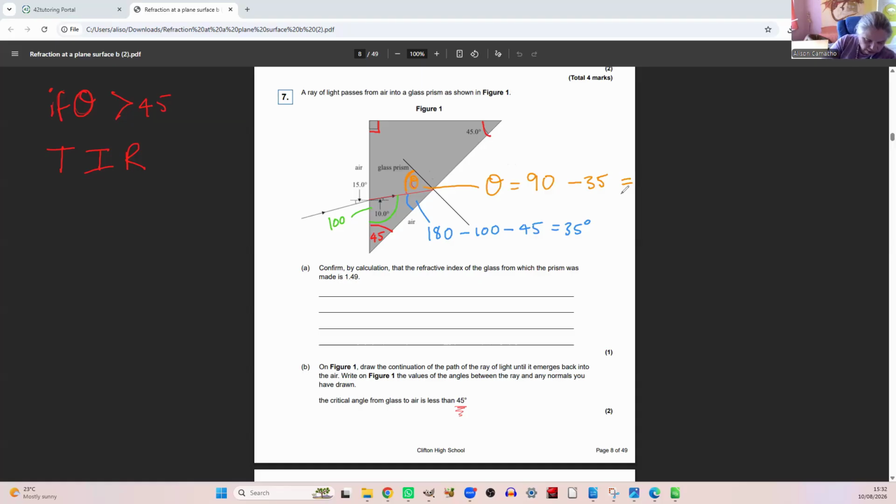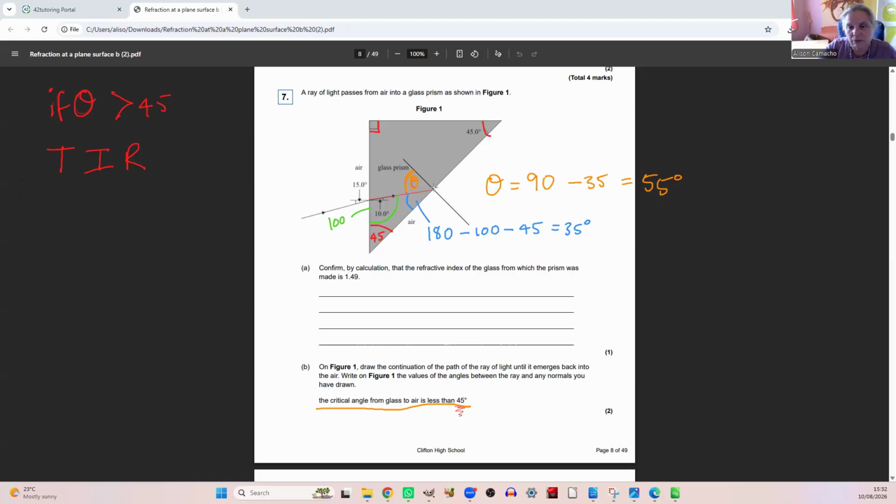Can you see it's just angles in triangles, really? So we can get what theta is. We now know that theta is 55 degrees. Now, we've been told that the critical angle is less than 45. So what is going to happen to the ray? Is it going to totally internally reflect or is it going to refract? Yeah, it's going to totally internally reflect, isn't it?